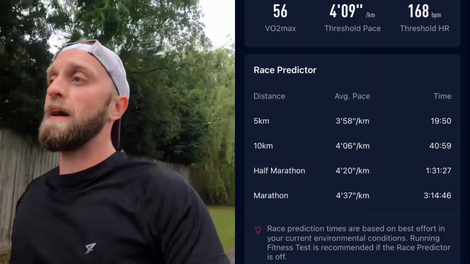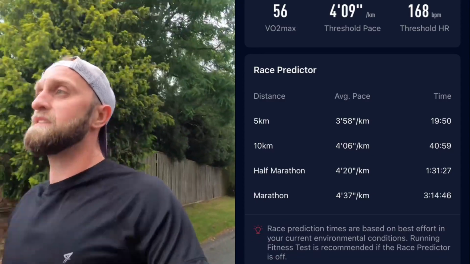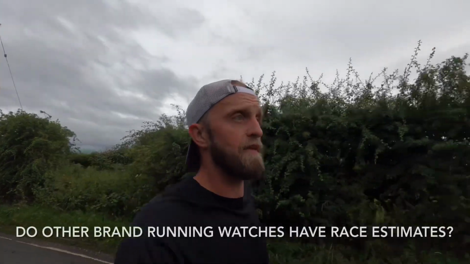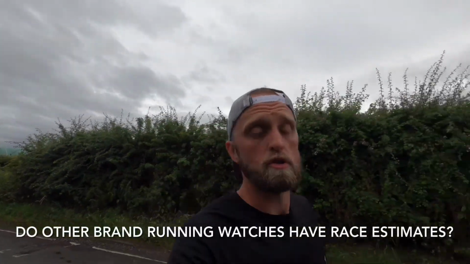Other ways, again, modern watches generally will have estimates nowadays. I know Coros definitely does. It can estimate my best efforts, my race paces, etc. I can only assume that Polar and Garmin and these other running watches do something similar. Drop in the comments if I'm wrong or if I'm right. I've never used anything other than a Coros and some other lower branded watches.